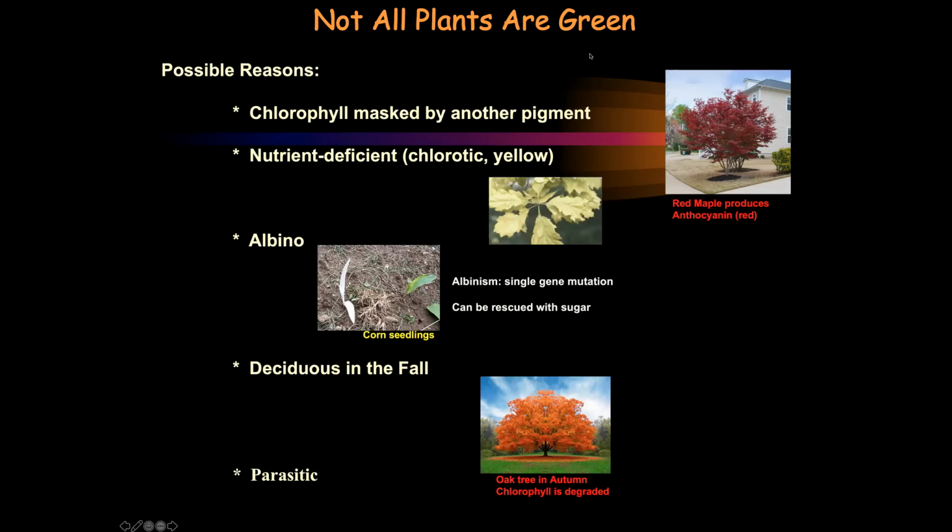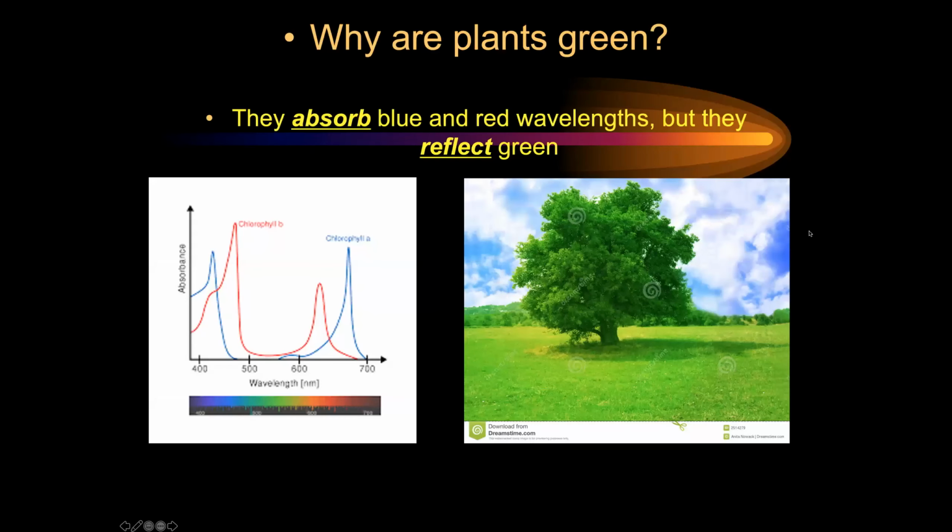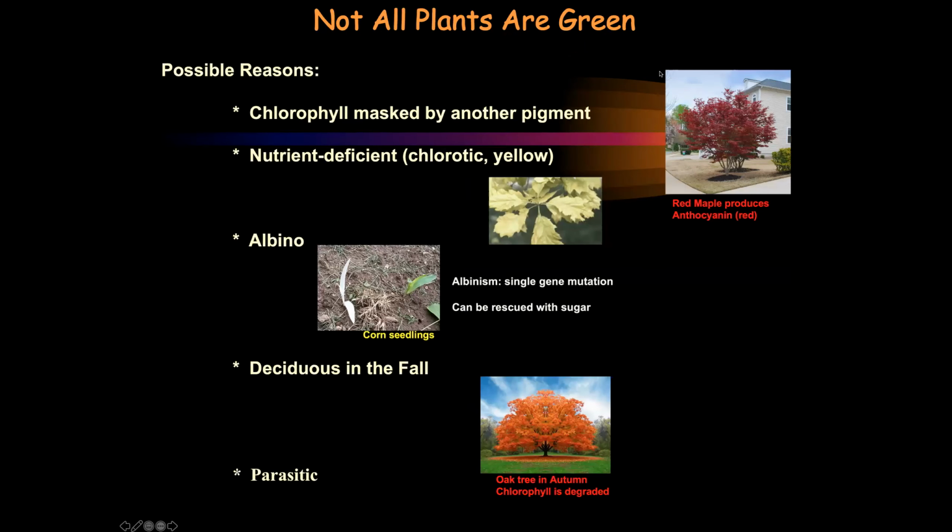Now, not all plants are green. So I want to make a significant point about this, because it has to do with what you see every day when you go out. You see that most plants are green, but you also notice now and then a plant that isn't green. What are the reasons a plant might not be green? Well, one is that it really is green. It has chlorophyll, but that pigment is masked by another pigment. You've all seen, for example, these ornamental red maples. They're green trees, but the green is masked by a pigment called anthocyanin.